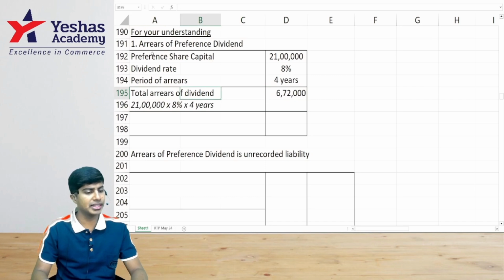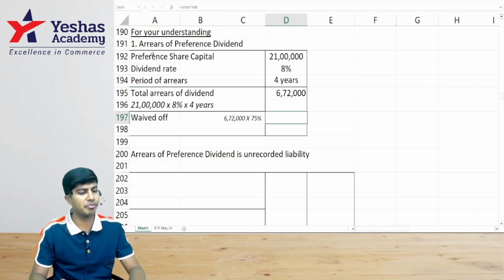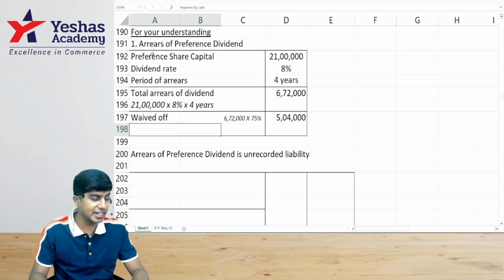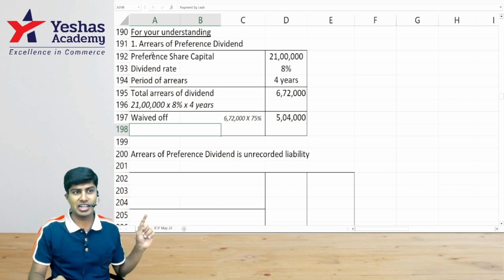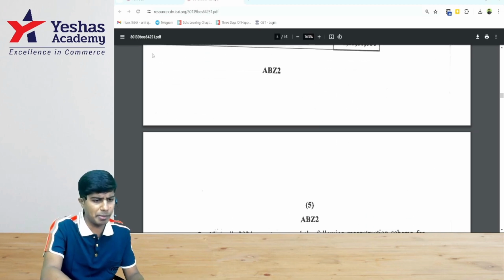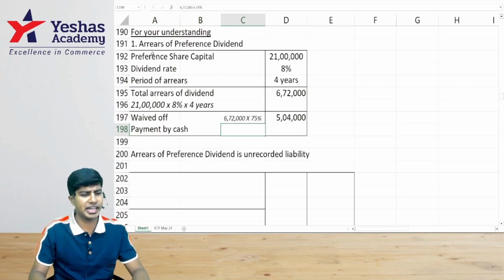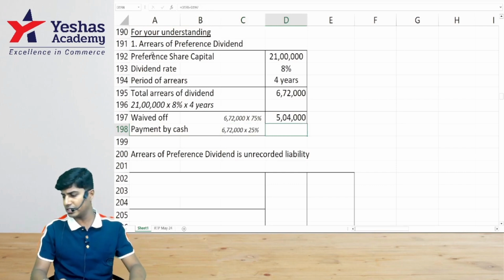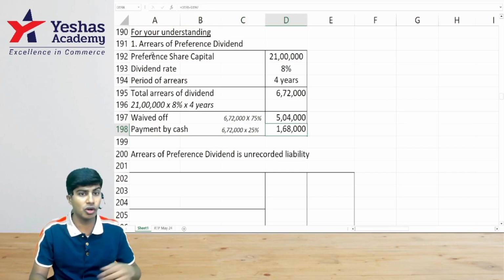6 lakh 72,000. In that, how much is waived off? 75%. 6 lakh 72 into 75%. 5 lakh 4,000 is waived off. And how much is the extent to which it should be paid? In the question that we did in our class, it was settled by issue of equity shares. Here, how are they settling it? Payment by cash? Yeah, payment for the balance. Obviously, payment by cash. 6 lakh 72 into 25% comes to how much? 1,68,000. Did you all get this?